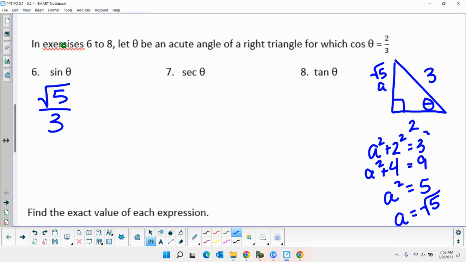Secant goes with cosine, doesn't it? Cosine was 2 over 3, so secant is 3 over 2. So we could have done 7 without looking at the picture, right? And then tangent is opposite of theta, radical 5, over adjacent to theta, 2.